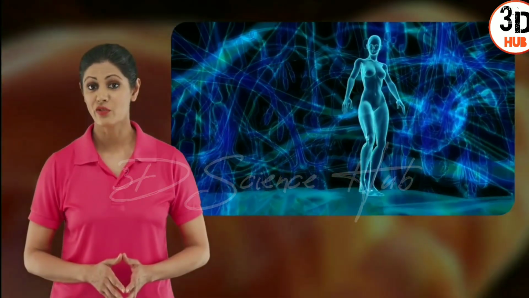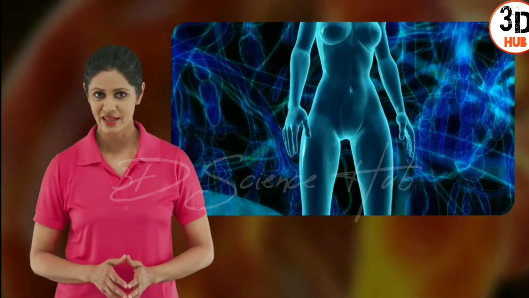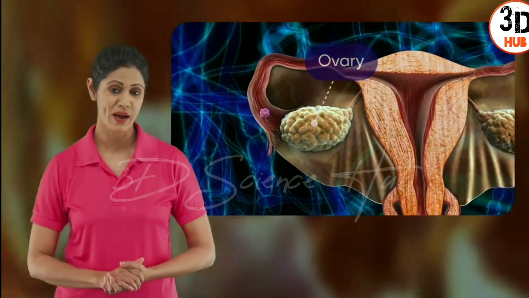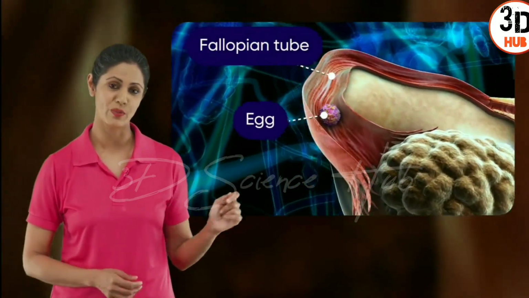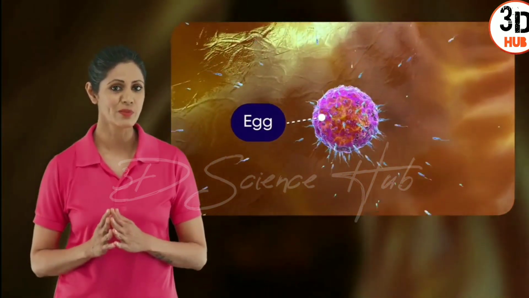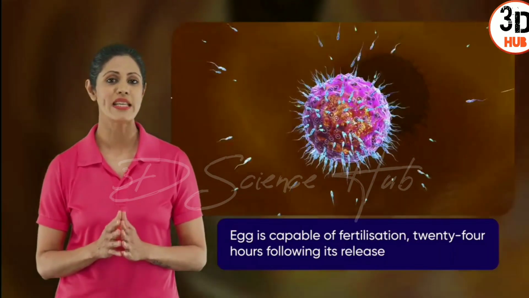If we look at the reproductive system in an average adult female, we see that it consists of a pair of ovaries. Each month, one ovary releases an egg in the fallopian tube. This egg remains capable of being fertilized by the sperm for only about 24 hours following its release.